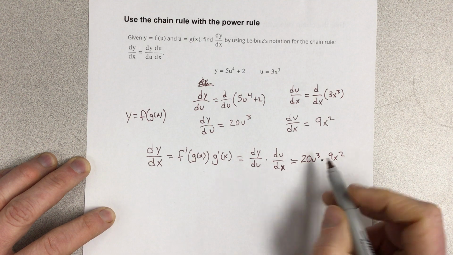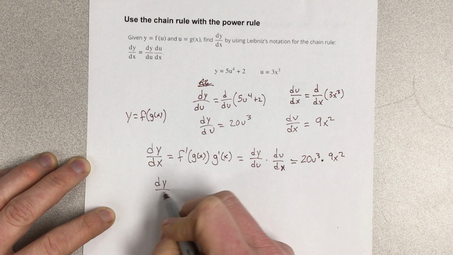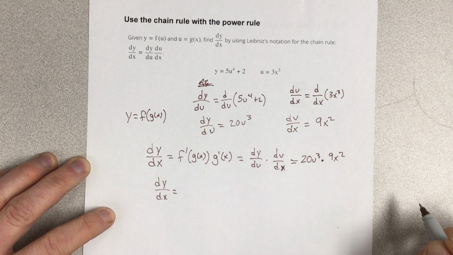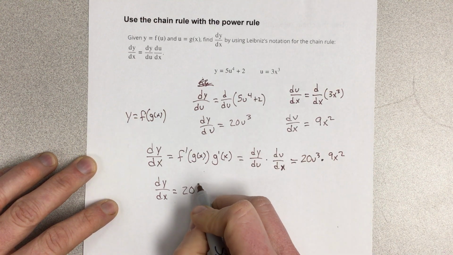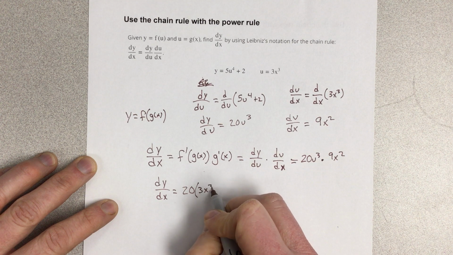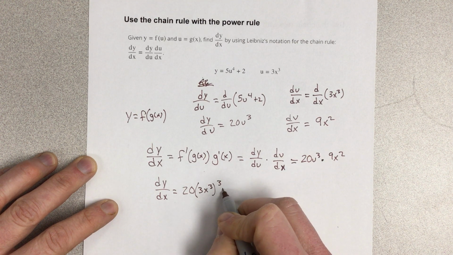We should substitute u in there, so we end up with dy dx is equal to, if we substitute in u, we get 20 times 3x cubed to the third power times 9x squared.